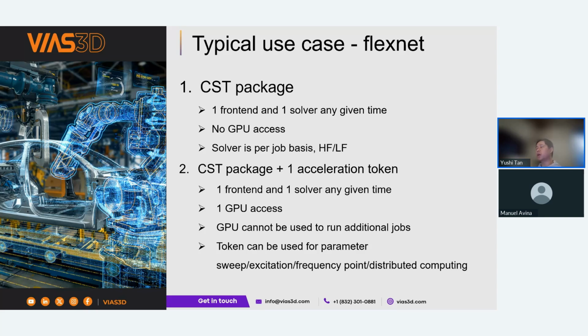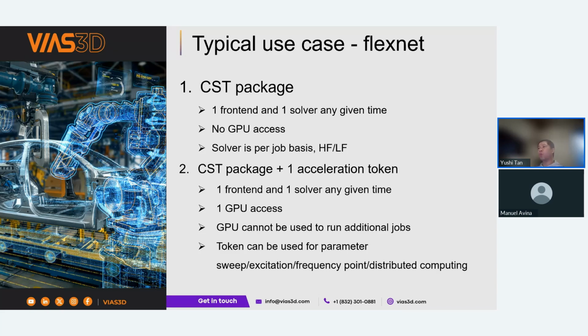Now, with this one package license, no GPU access, right? So you're going to need GPU acceleration tokens to unlock hardware, basically. Right now, the solver is per job basis, either high frequency or low frequency. So the traditional licensing does not distinguish the solver type. As long as you're using a solver, I'm going to need a solver process to do the number crunching. Okay. Now let's add one acceleration token to it. Right. So that is going to unlock the solving capability.